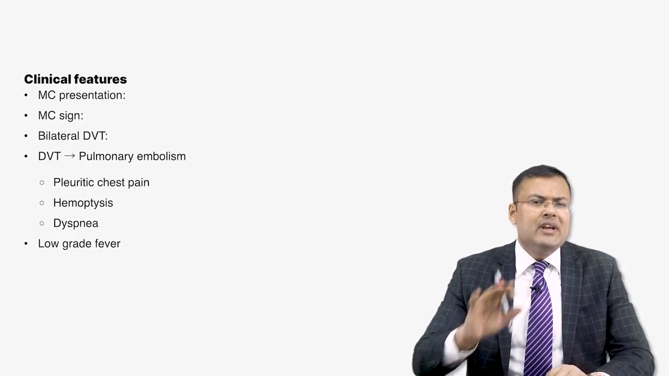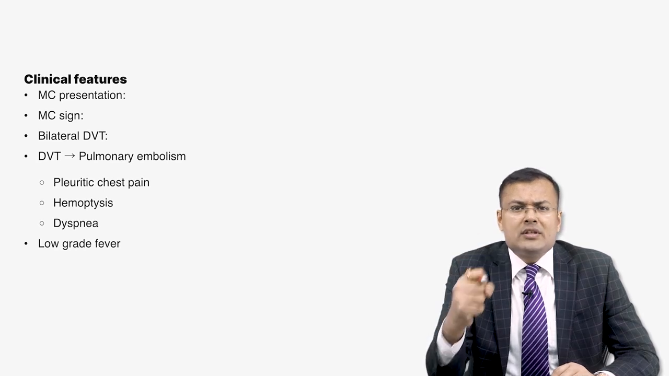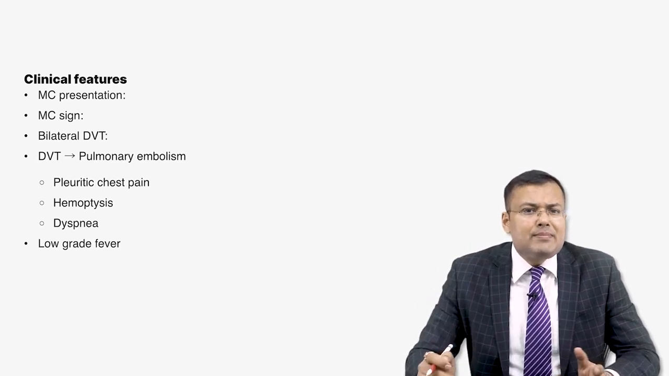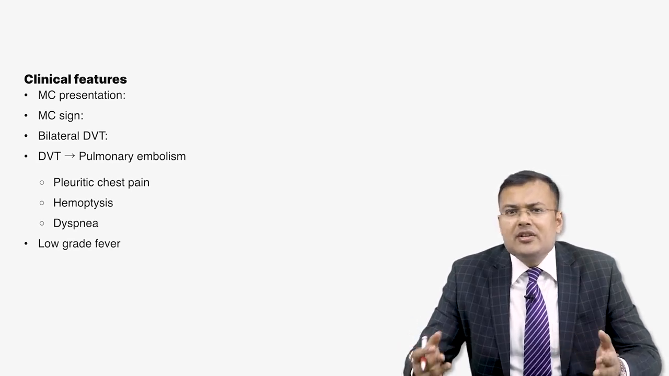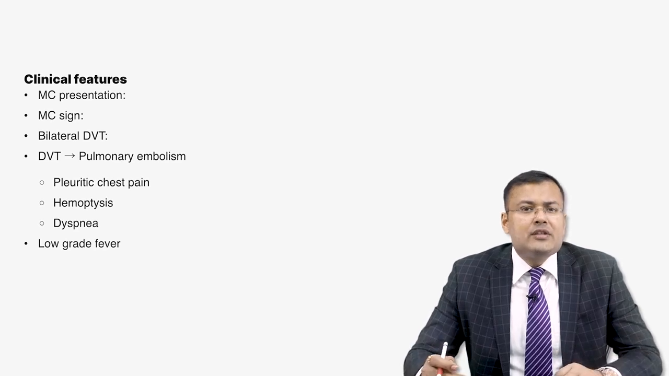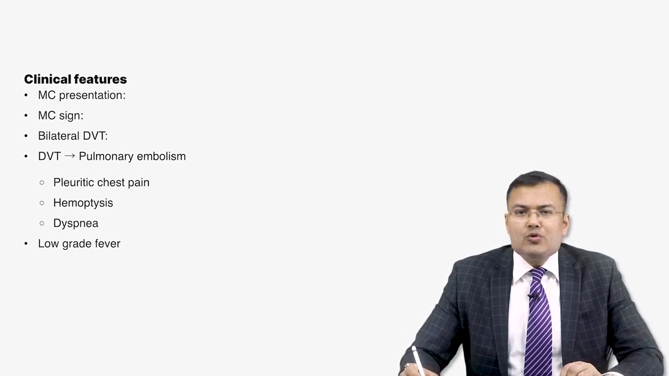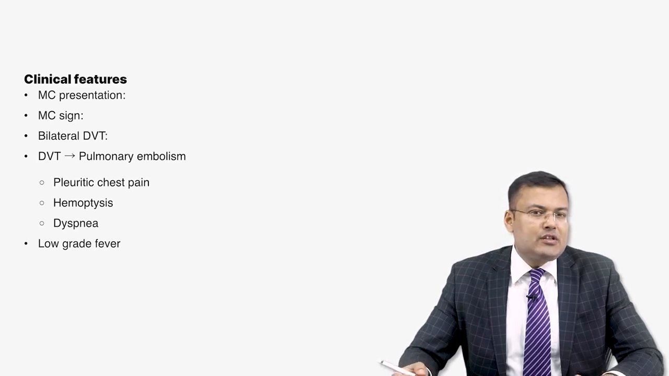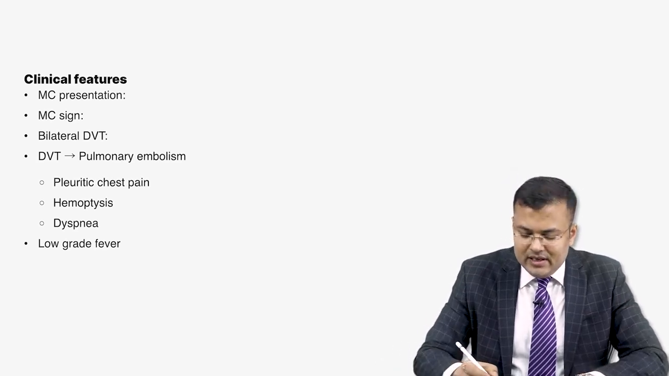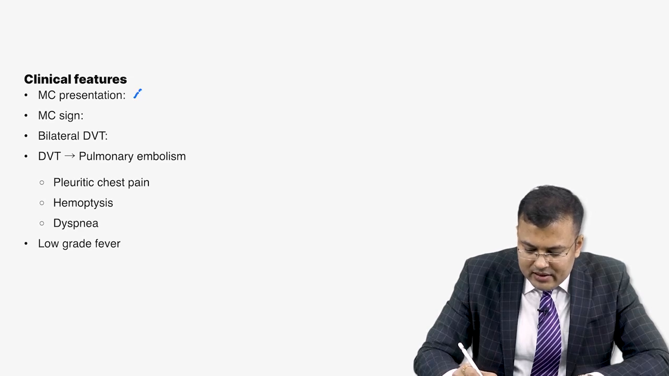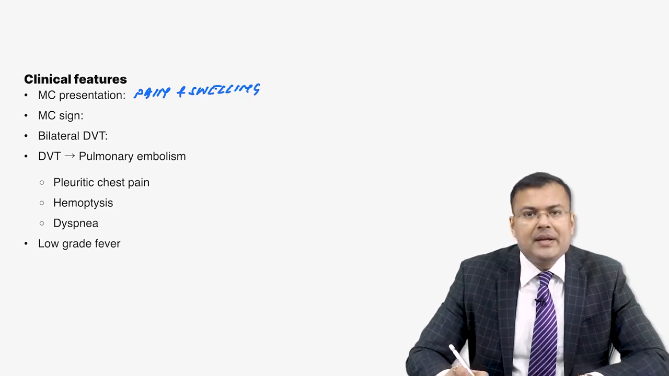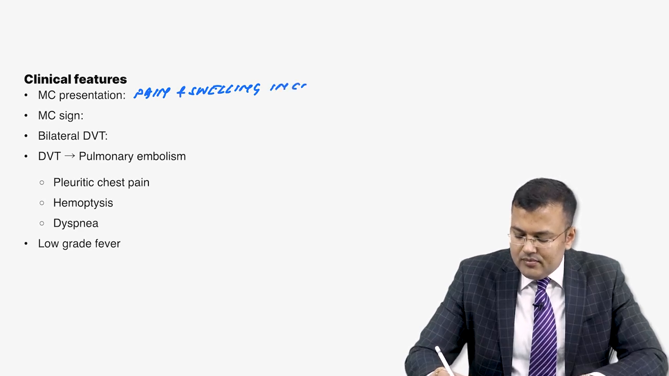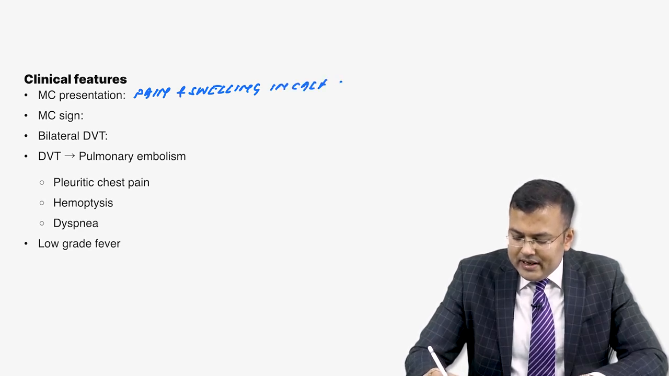Clear? Imagine any patient in whom there is thrombosis in the vein. What will happen? There is pain, there is tenderness, and there is impaired venous drainage. Because of impaired venous drainage, there is swelling. So what is the most common symptom of DVT? That is pain and swelling in the calf region. Clear?